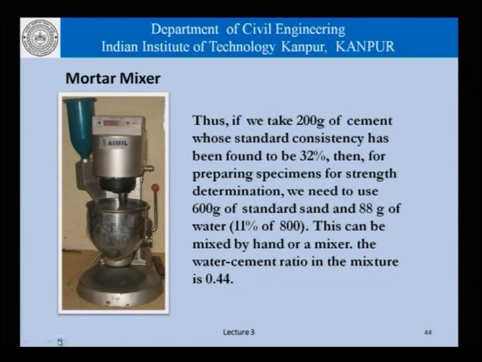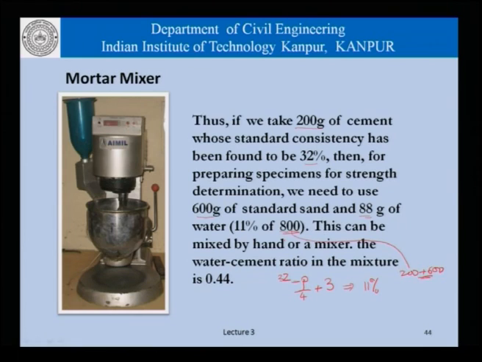So again, if we take 200 grams of cement whose standard consistency has been found to be 32%, then for preparing the specimens for strength determination, we need to use 600 grams of standard sand, because that is 1:3, and 88 grams of water. Now, 88 comes from P/4 + 3, and given the fact that P is equal to 32, we have this as 11% of 800, which is nothing but 200 plus 600.